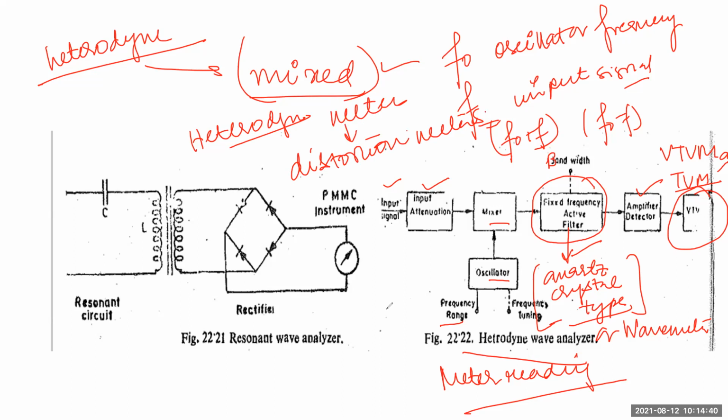Normally the network employed is a low pass filter in the input circuit, which excludes the sum of the frequencies and passes only the difference of the frequencies, that is F0 minus F. So till now we have been learning about the heterodyne wave analyzer. Now slowly we will move to some distortion analyzers. Let me show you the picture.